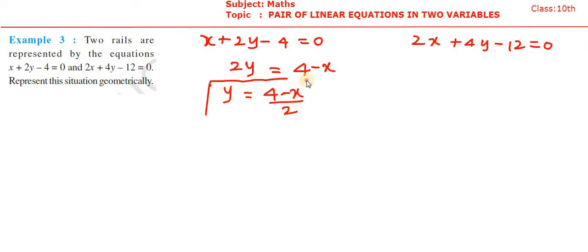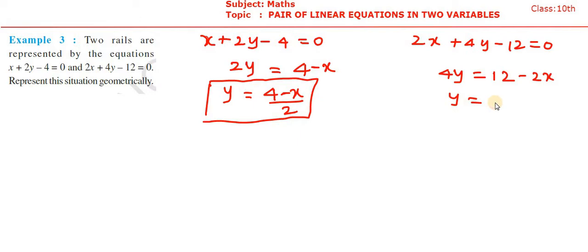So all the time we have to make y on one side and all the remaining numbers or variables, whatever it may be, to the other side. You should make the equation like this. Next, we need to do the same here. So 4y is equal to 12 minus 2x. So y is equal to (12 minus 2x) divided by 4. So this is one equation.